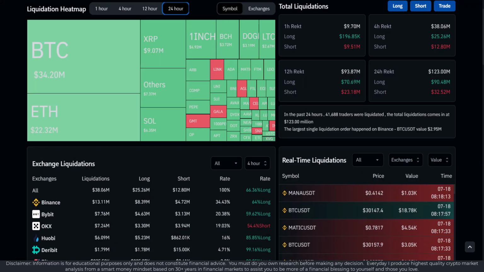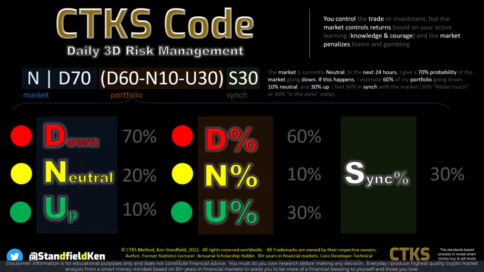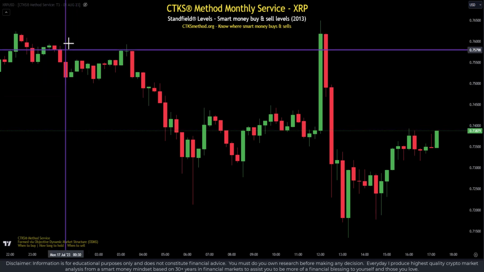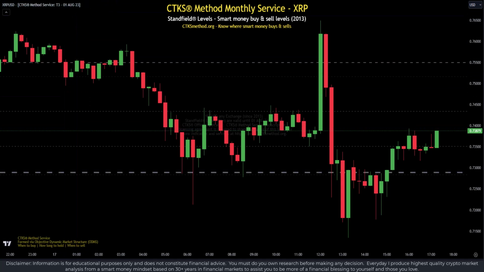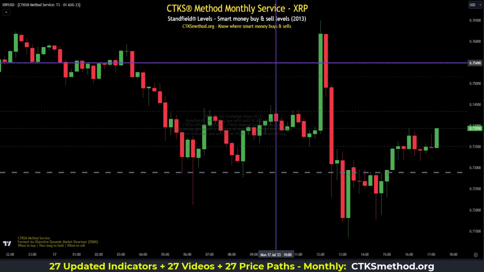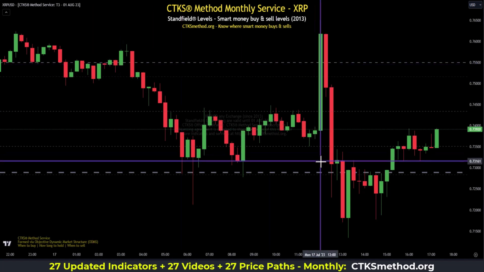Let's run the numbers. If you're new to the CTKS method, it's very important to understand how to identify support and resistance. Let's look at that now. Knowing where smart money is buying and selling is incredibly important. For example, if we turn on XRP's smart money buy and sell level indicator, we can see quite a few things. XRP had smart money support around that 72,882 level. It had resistance at 75,490. These levels have been obeyed by XRP's price.